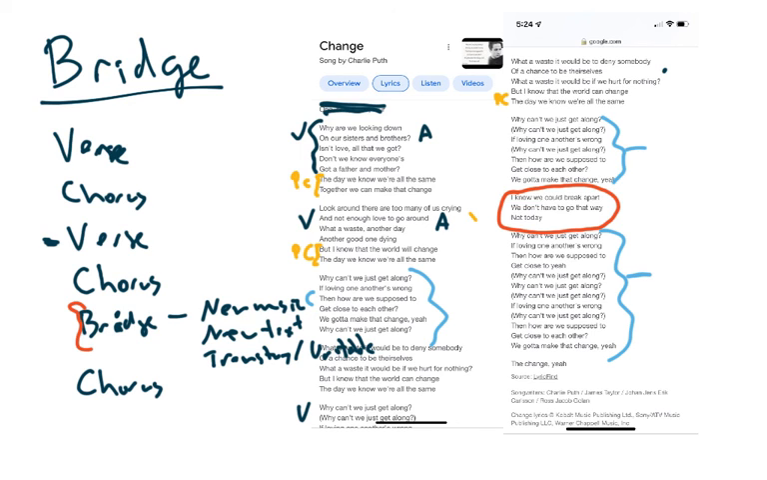I know we could break apart. We don't have to go that way. Not today. It goes in the chorus.